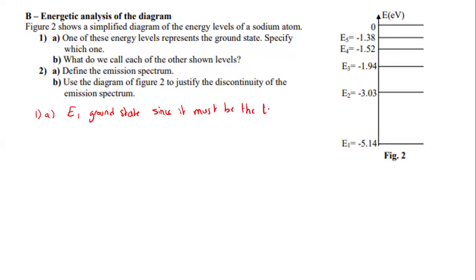Part B, what do we call each of the other shown levels? From E2 to E5, we call them excited states, excited levels, while the last one, the energy level zero, corresponds to the ionization level.